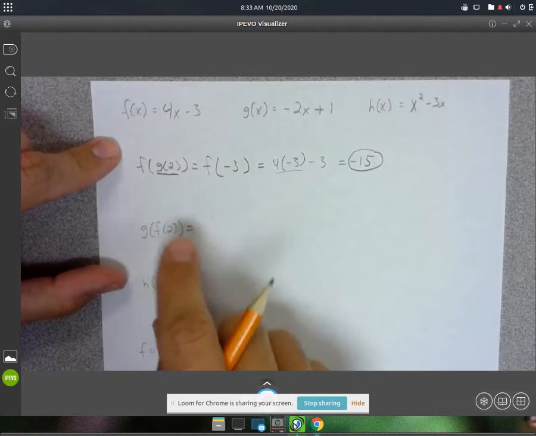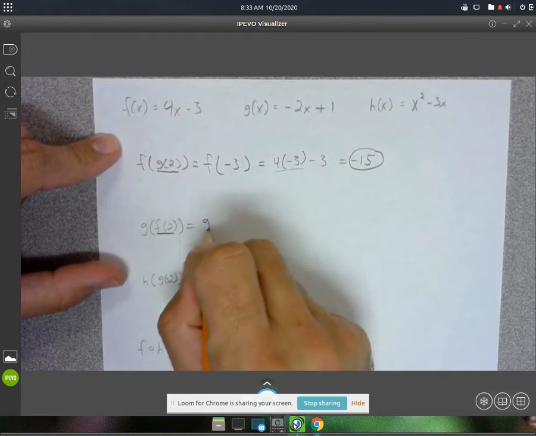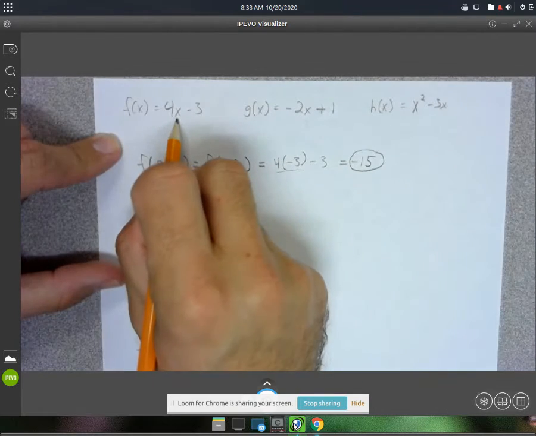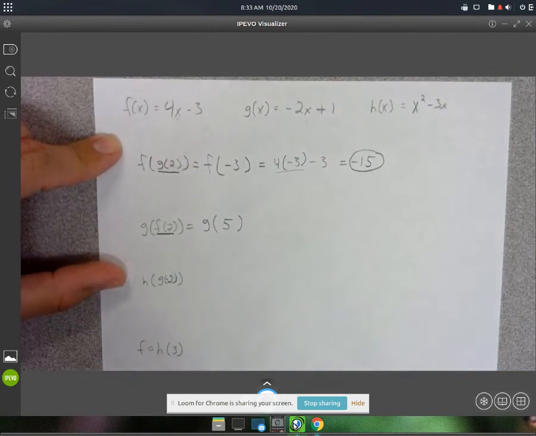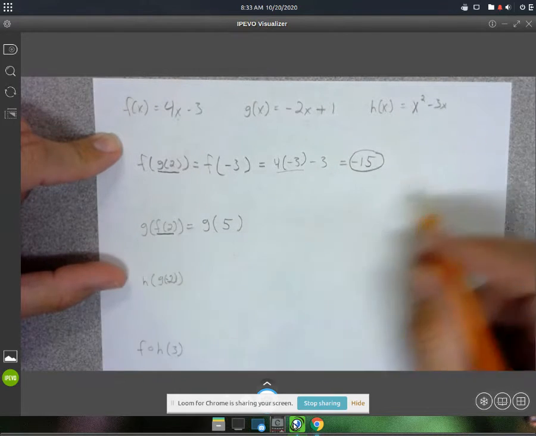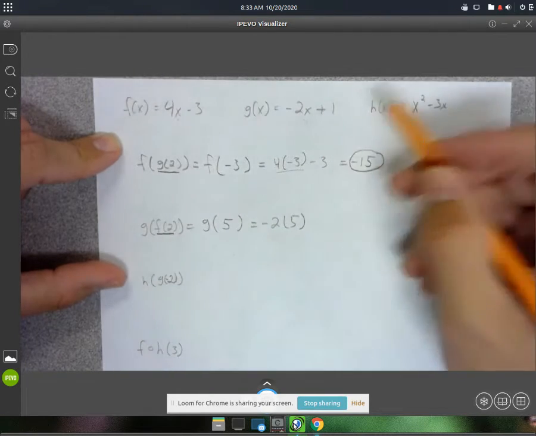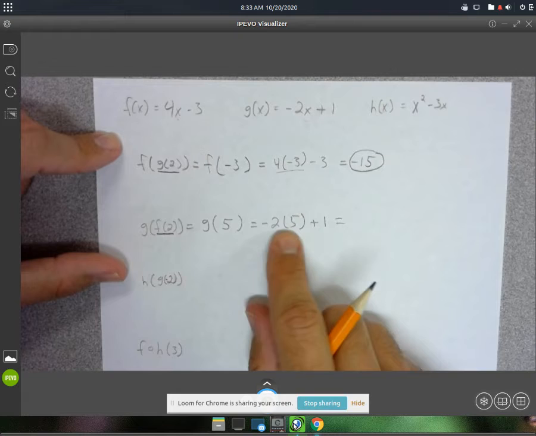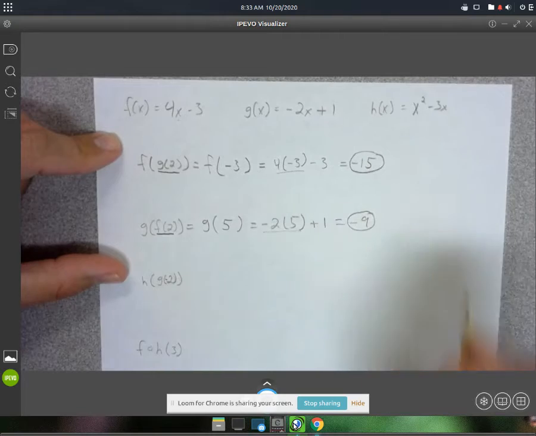This time, same idea, except it's reversed. Instead of f of g of 2, we're doing g of f of 2. So we have to find f of 2 first. Pretend we plug in 2 for x. 4 times 2 is 8, 8 minus 3 is 5. Now we're going to take that 5 and plug that into the g function. So it's negative 2 times 5, and then plus 1. This is negative 10, and then negative 10 plus 1 is negative 9.